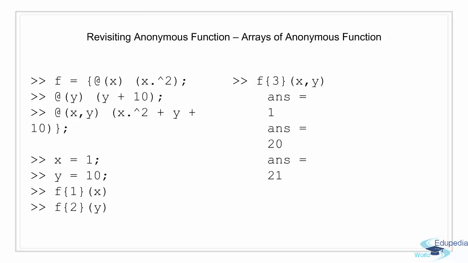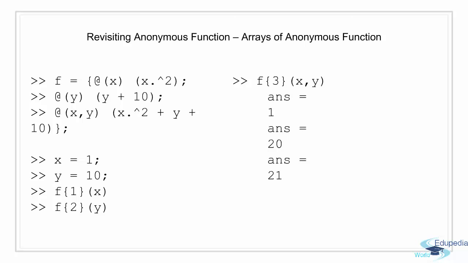We define a cell array f that takes the first anonymous function, that is x squared, then the second as y plus 10, and the third as x squared plus y plus 10. The point to remember is that we make sure parentheses are used to ensure proper readability, and moreover the use of spaces can mislead Matlab into interpreting it as a separator, which can in turn lead to errors.